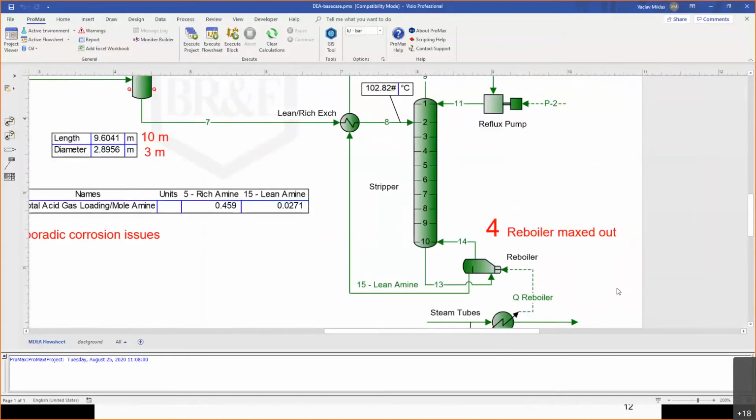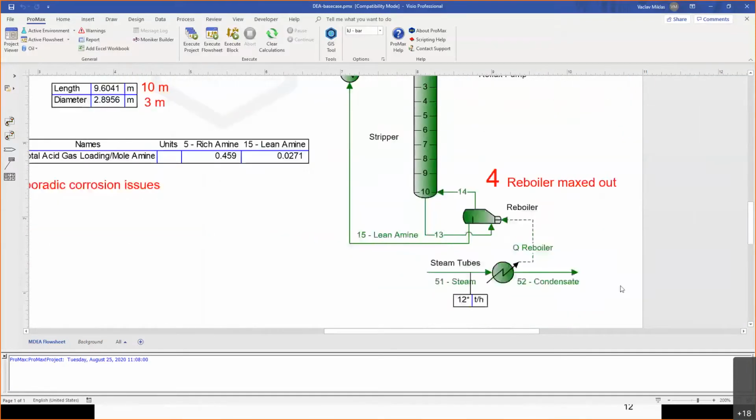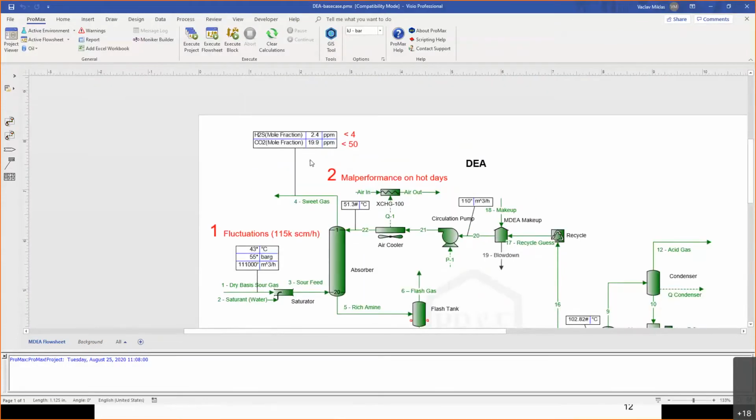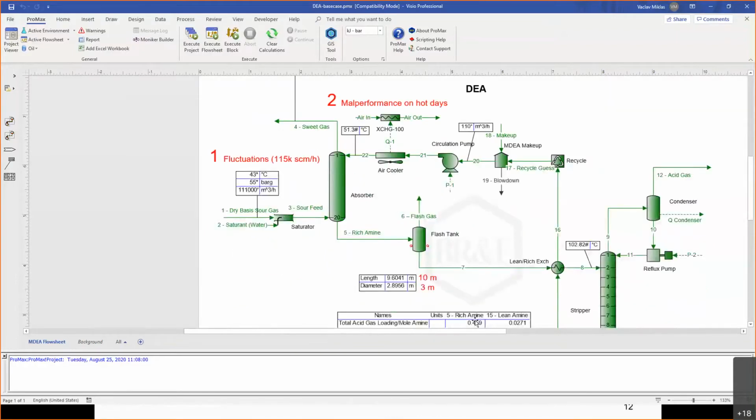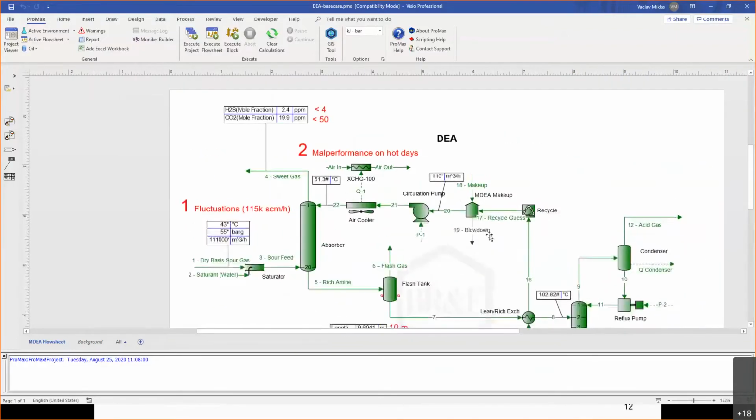And last but not least, they are also operating the reboiler at the maximum capacity, so they are not able to push more than 12 tons per hour of steam through it. In most cases, they are able to meet the specification, but they know that the process is not very stable and it's not very sustainable in the long term. So they would like to investigate this a little more to see what the actual problem is and how they might be able to fix it.